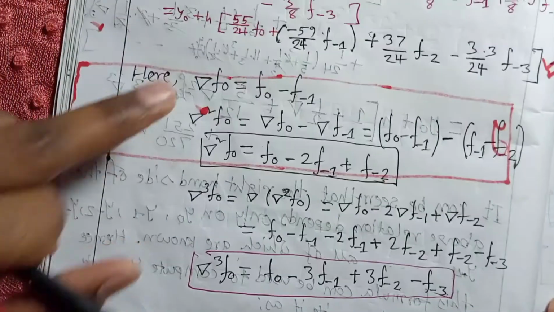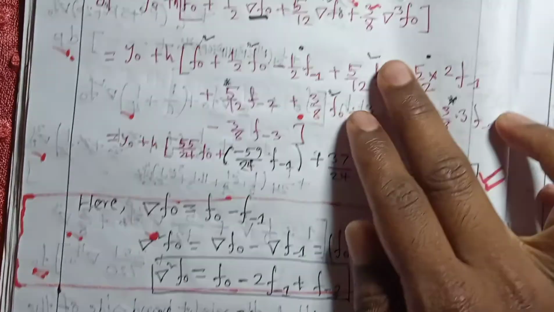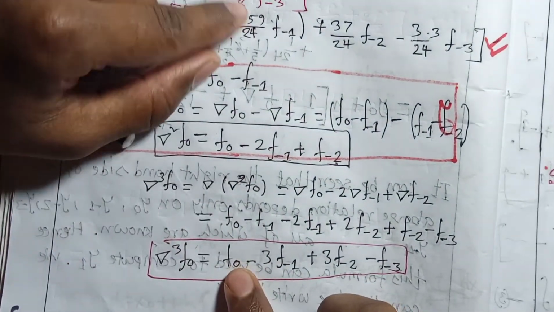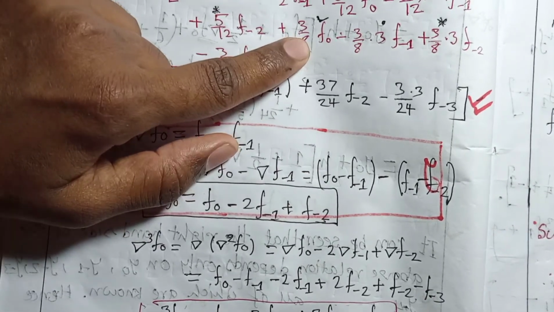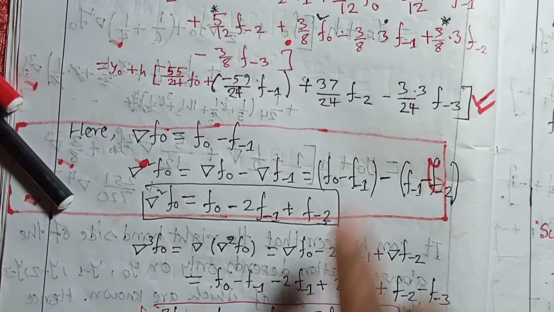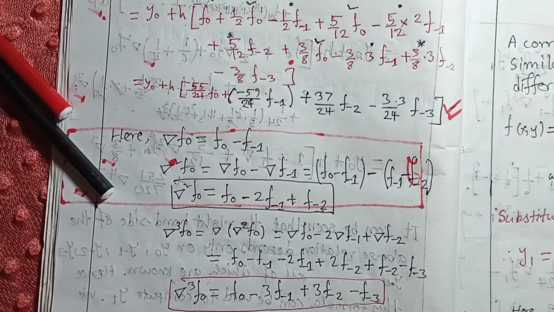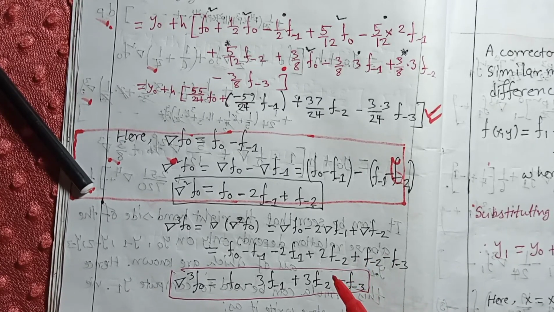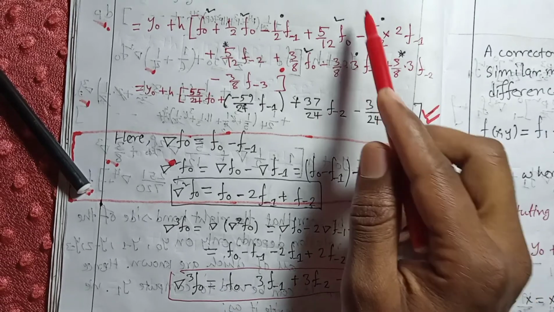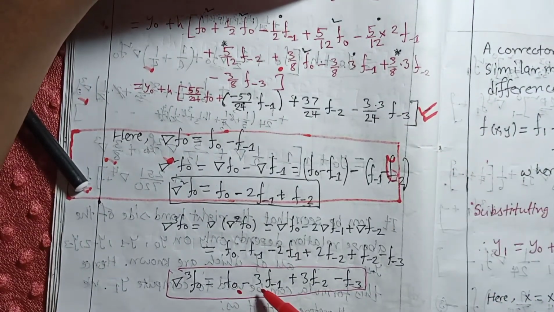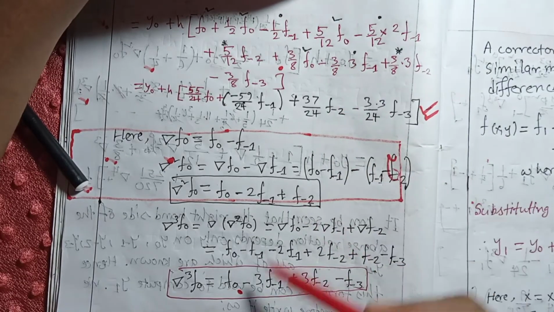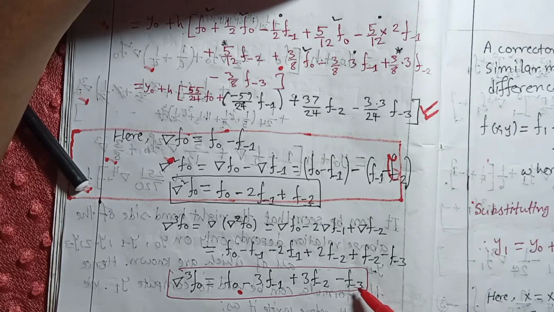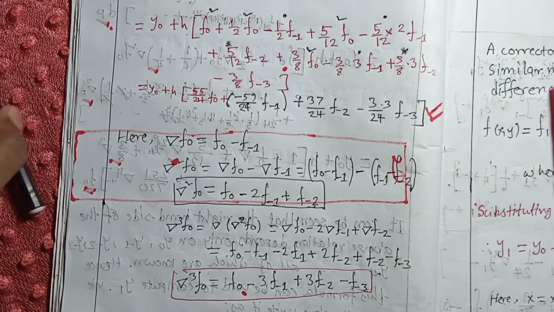Then we put that in this term, and we get 3 by 8 f0, minus 3 by 8 into 3 f sub minus 1, plus 3 by 8 into 3 f sub minus 2, minus 3 by 8 f sub minus 3. If we calculate this, we can get this term.